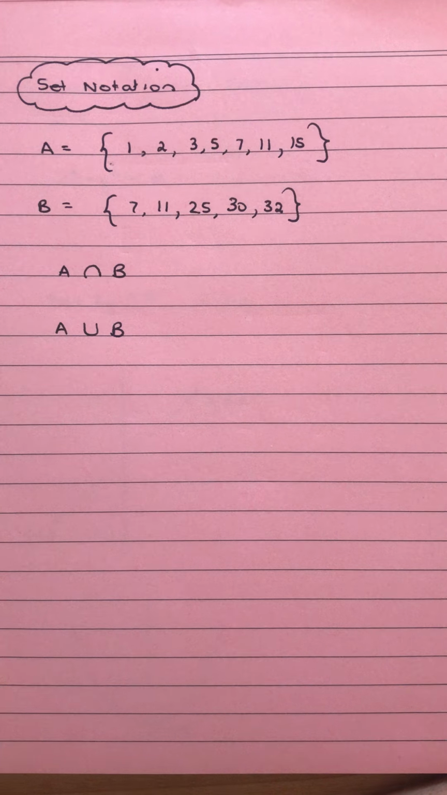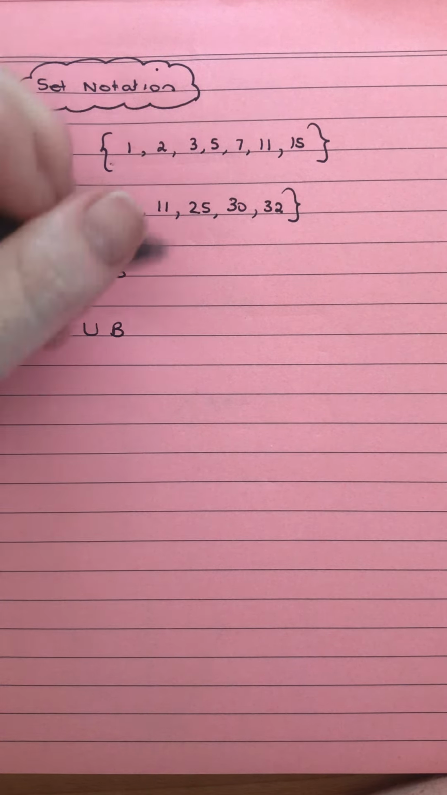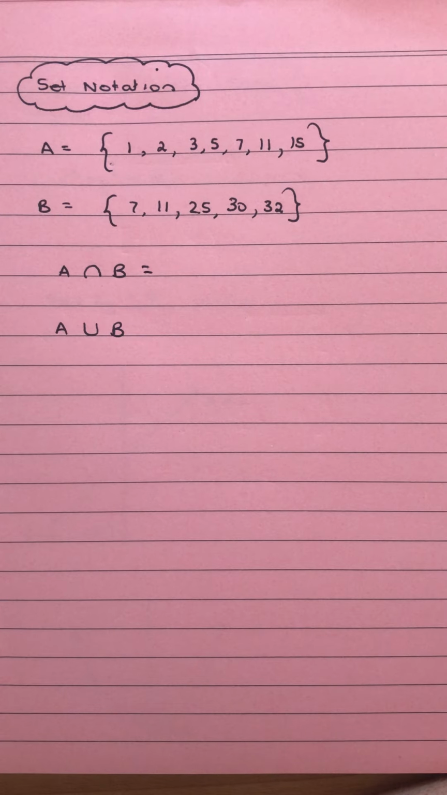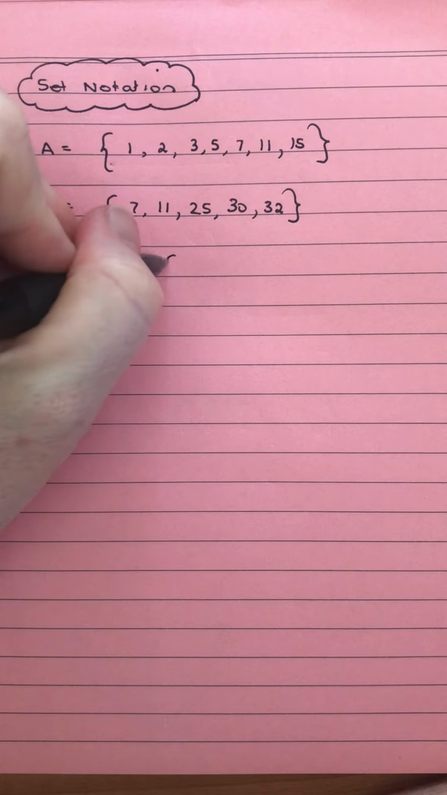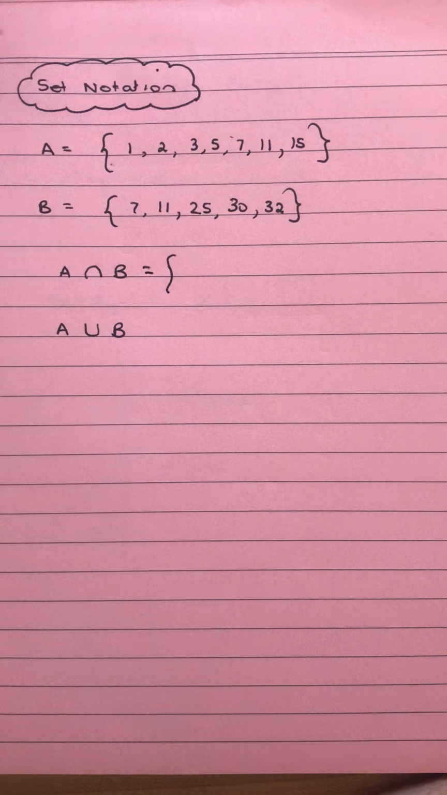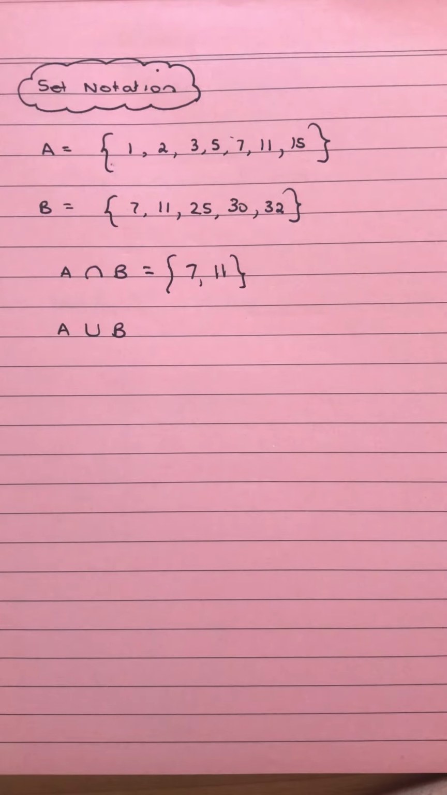So we're looking at the overlap. When we see A intersect B, we are looking at what are the elements or the numbers that are common to both A and B. Looking along the set, we've got a 7 and 11 that they have in common. And so we write that with our curved brackets there.